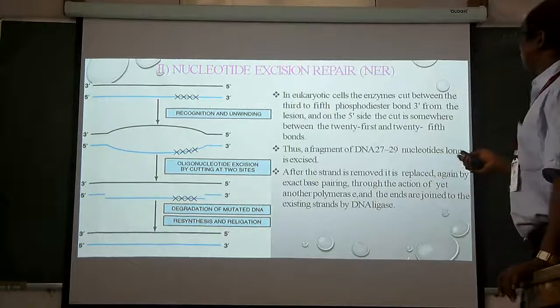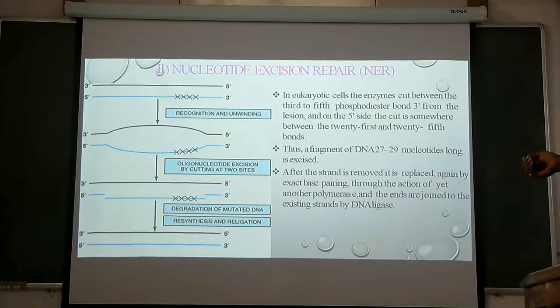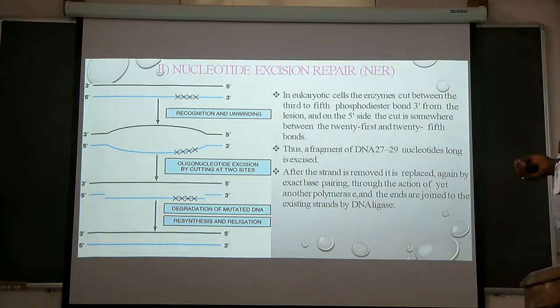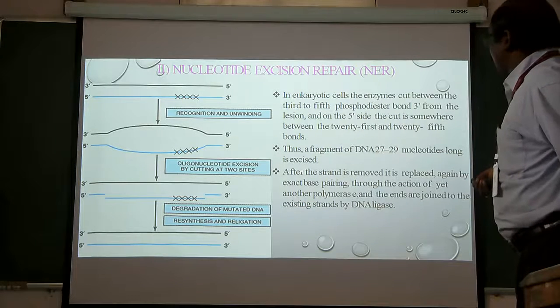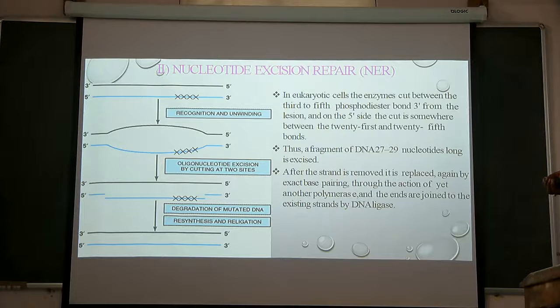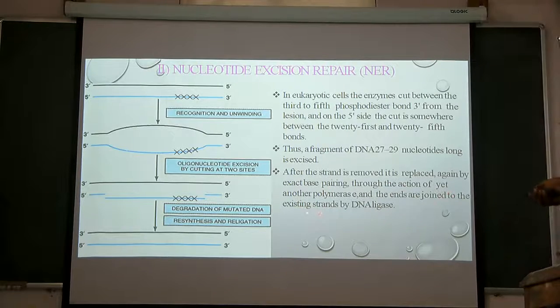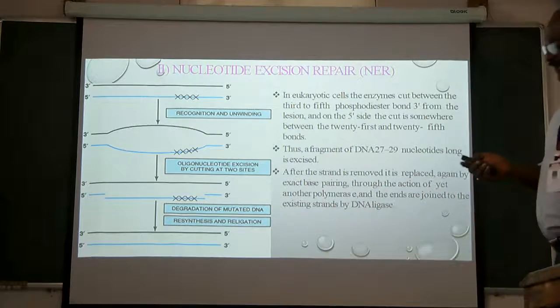So how does it take place in eukaryotes? Enzymes cut the third to fifth phosphodiester bonds on the 3 prime side of the lesion, and on the 5 prime side the cut is somewhere between the 21st and the 25th bonds. Thus a fragment of DNA 27 to 29 nucleotides long is excised. After the strand is removed, it is replaced again by exact base pairing through the action of yet another polymerase, and the ends are joined to the existing strands by DNA ligases.